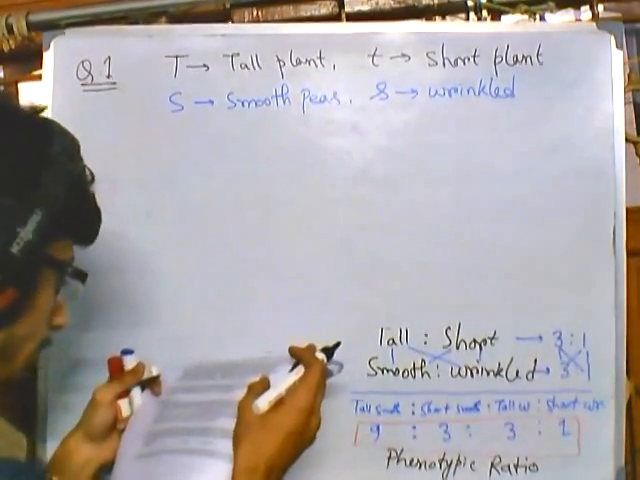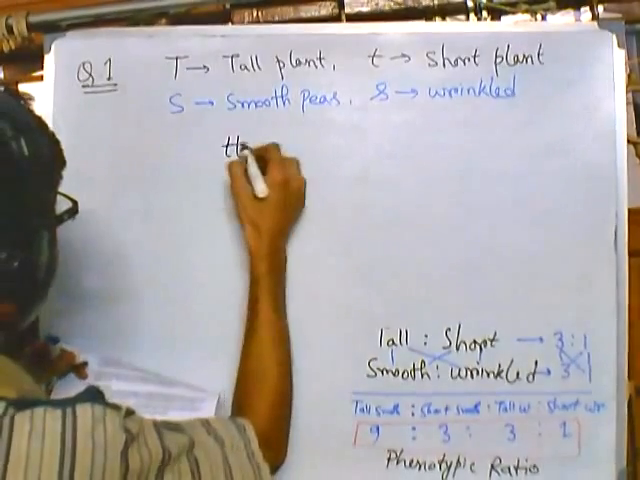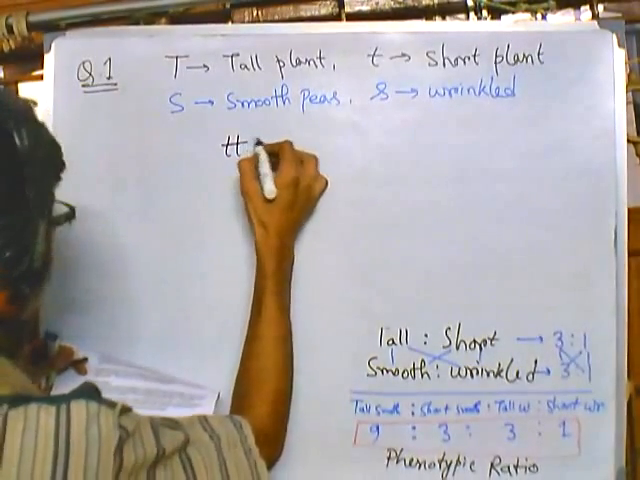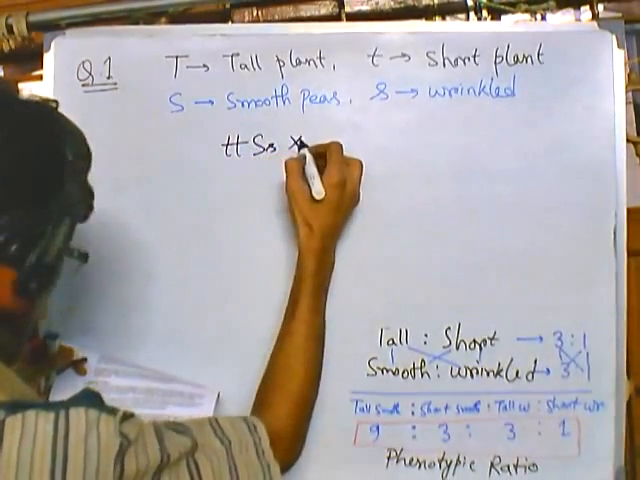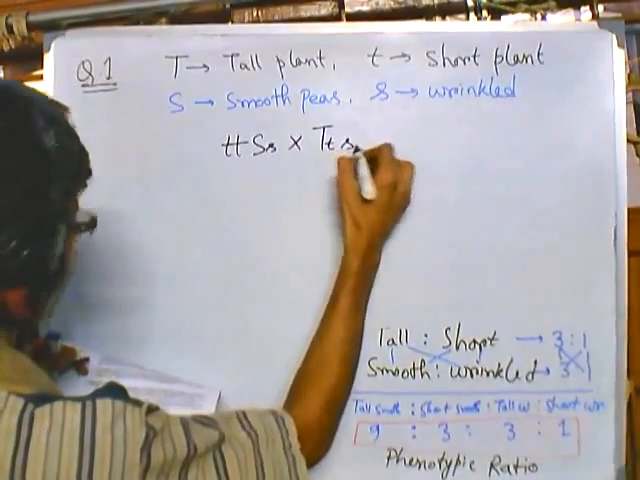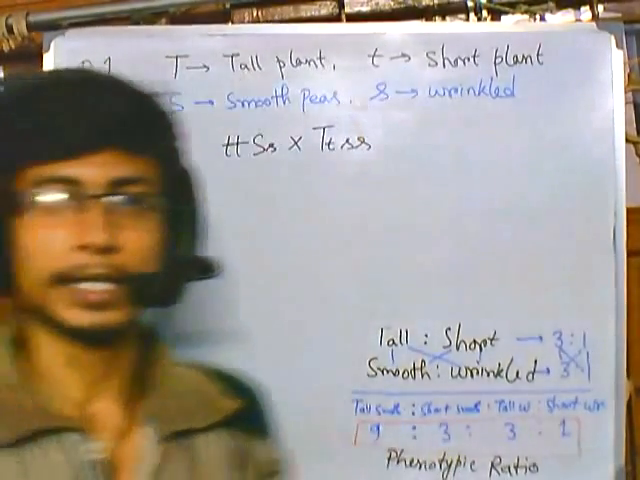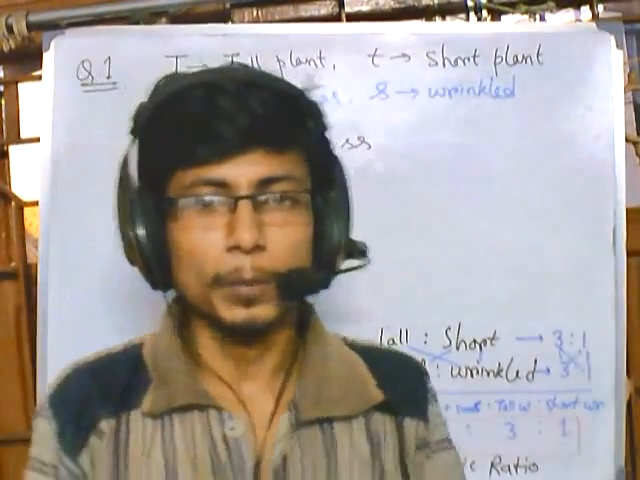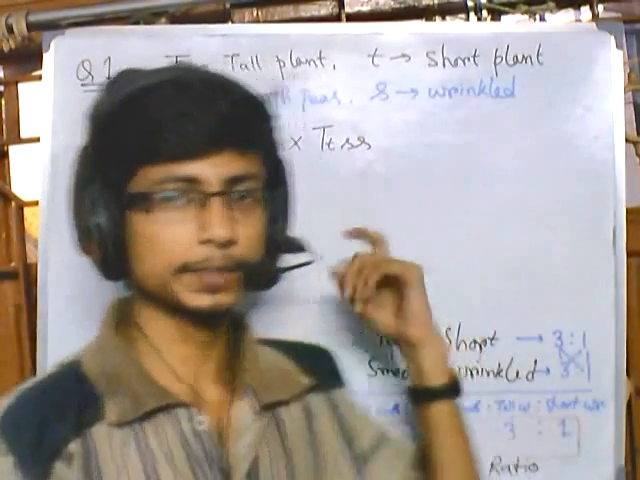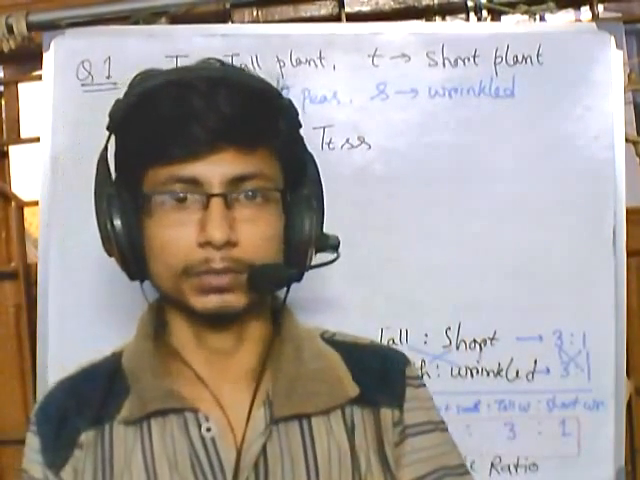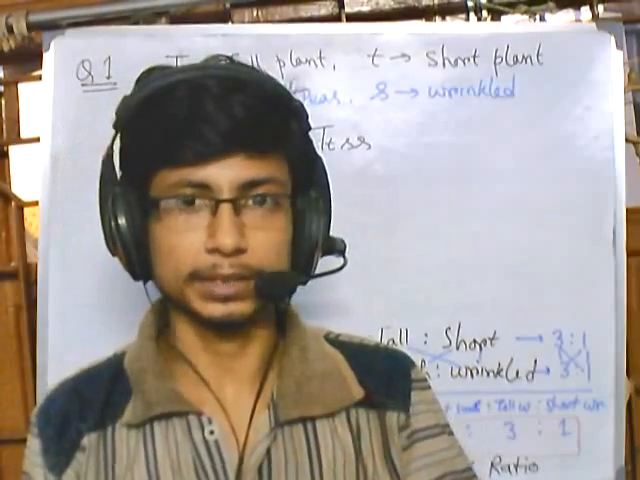Say they tell you small t caps S small s is crossed with caps T small s small s. Okay, so they give you this question. Now quickly figure it out. Pause this video, look at this problem, try to solve it on your own. Okay, then we will discuss.